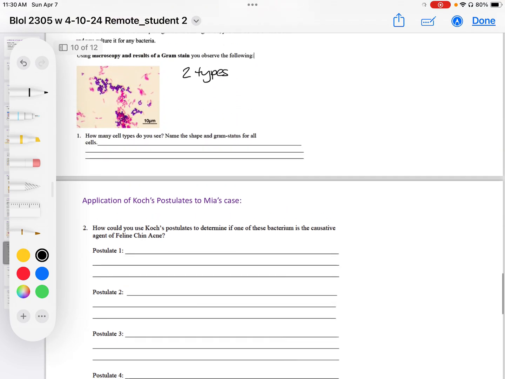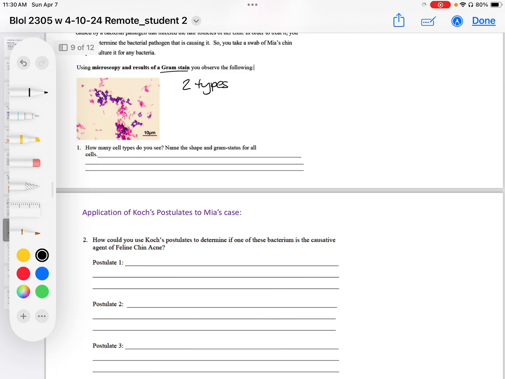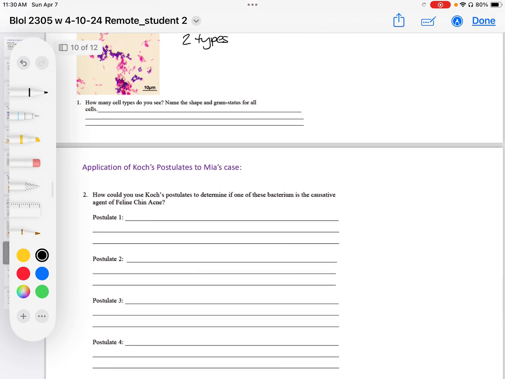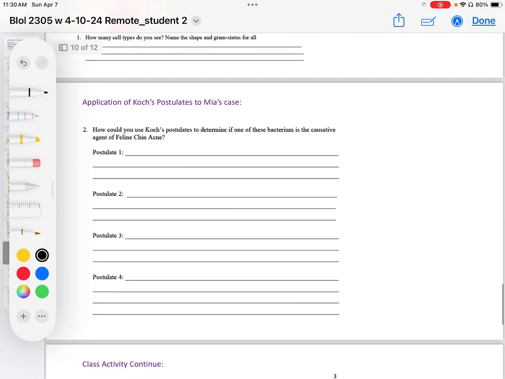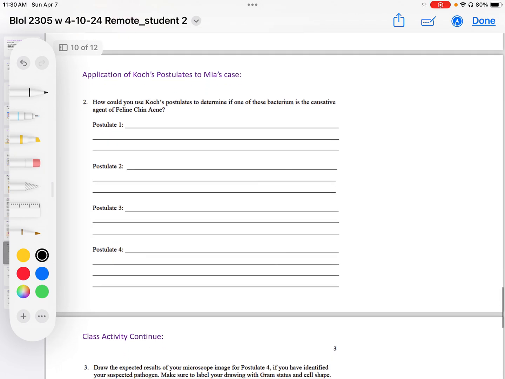So just be mindful that this here is a gram stain. In your answer, in one of these postulates, you should include something about the gram stain. You should also include something about picking one of the microbes, because we can only test microbes one at a time with the postulates, so we can't do both of them at once. You would have to pick one and have that as your potential pathogen.